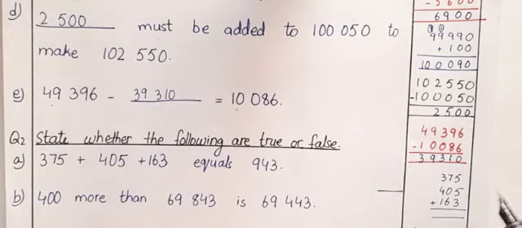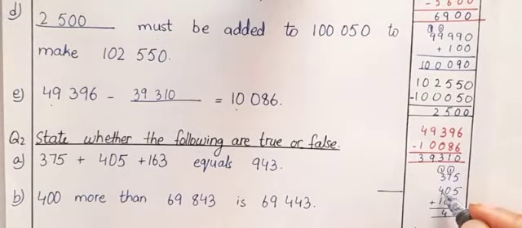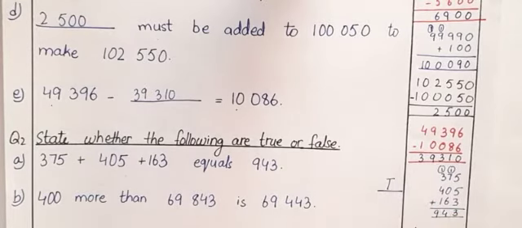5 plus 5, 10. 10 plus 3 is 13. 3, 1 carry. 7 plus 1, 8. 8 plus 6, 14. 4, 1 carry. 3 plus 1, 4. 4 plus 4, 8. 8 plus 1 is 9. Yes, it is 943. So it is true.